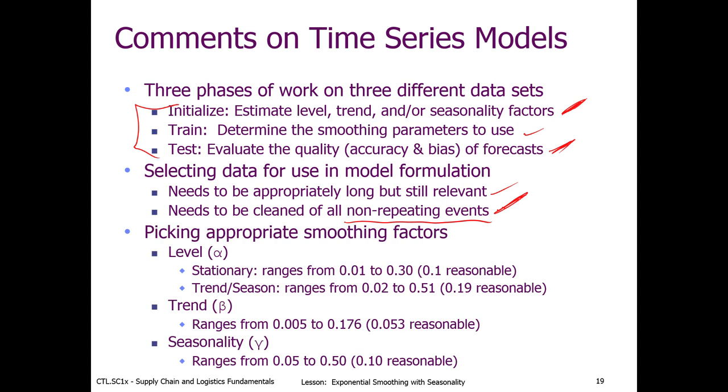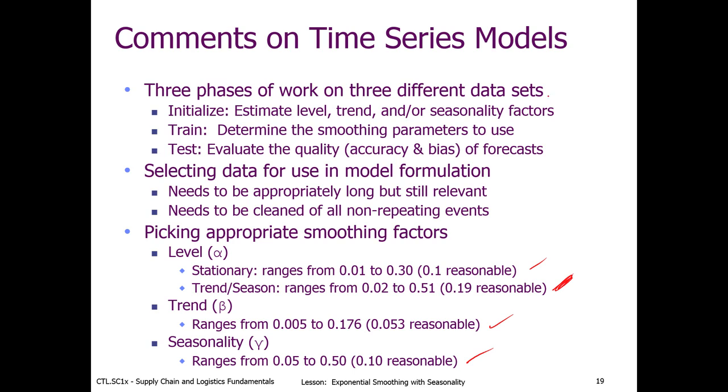Okay, appropriate smoothing factors. No hard and fast rules here, just some recommendations from different sources. Level, I would pick the alpha smoothing parameter between 0.01 and 0.3. 0.1 is reasonable. If it's part of a larger model like a Holt-Winters where you have trend and seasonality, you might want to ramp it up a little bit. 0.19 is reasonable, but you can tweak around and see what this does. For the betas, anything between 0.005 and 0.176. And then you see the gamma for seasonality. A good range is from 0.05 to 0.5, with 0.1 being reasonable.